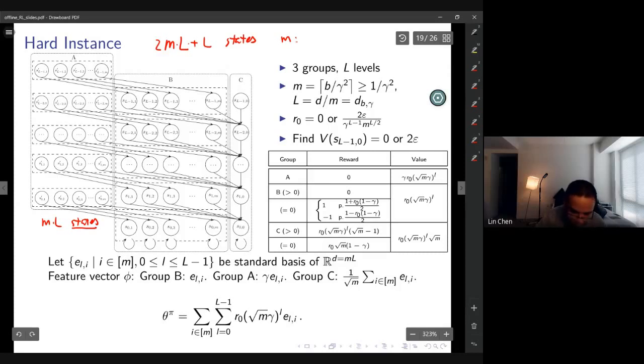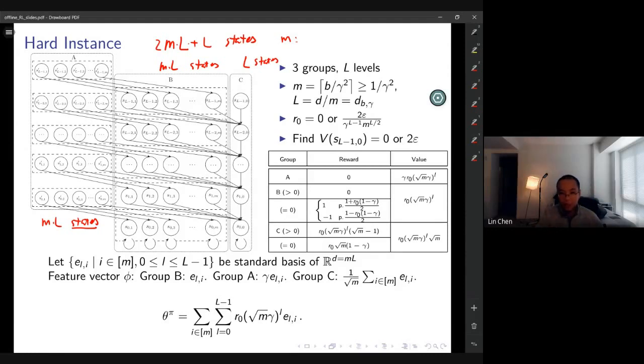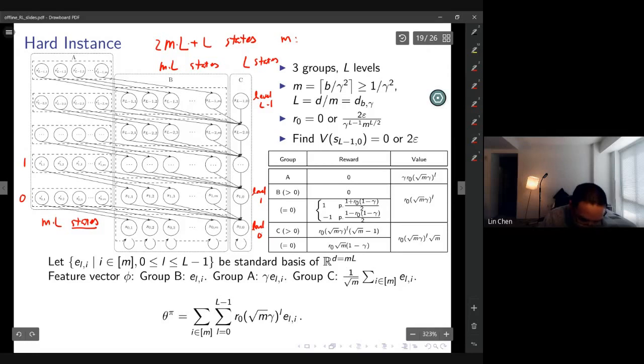And in group B, we also have m times L states. And in group C, we have L states. And we divide the states into L levels. So this is level 0. This is level 1. This is level L minus 1. And similarly for group A. This is level 0, level 1, level L minus 1.